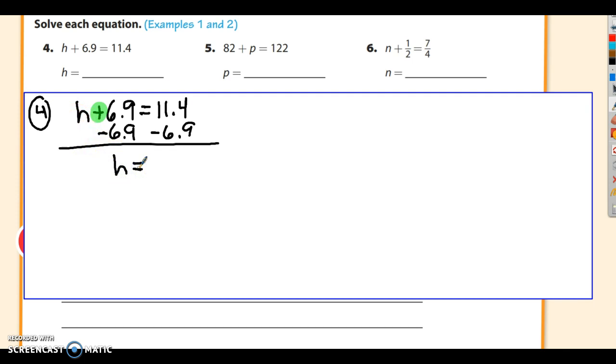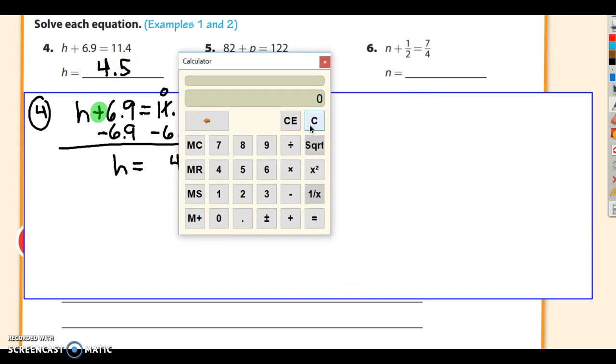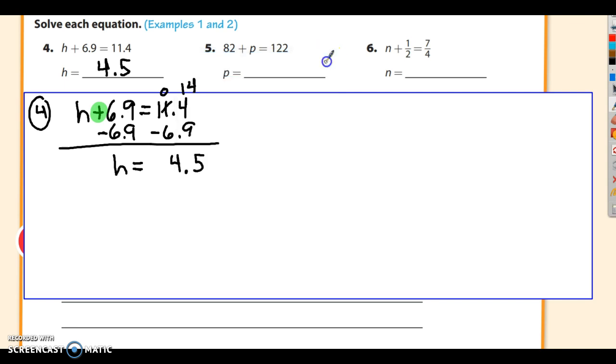Over here, 11.4 minus 6.9, I need to borrow, making this 14. 14 minus 9 is 5. Decimal comes straight down. And 10 minus 6 is 4. The answer is 4.5. If that doesn't seem right to you, we just check it. I think h is equal to 4.5, so I'm going to punch in 4.5 plus 6.9. And I'm hoping for 11.4, and that's what I got, which means I got it right. Number 5.